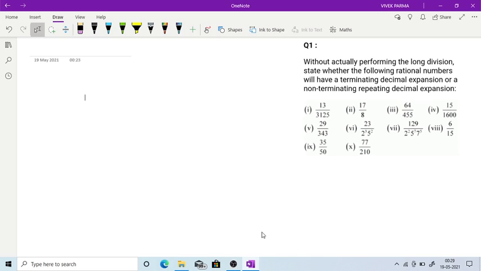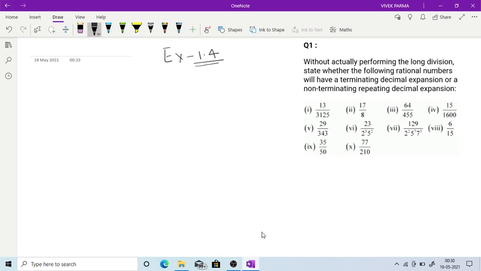So today I am going to discuss the solutions from real numbers of NCERT, right? From exercise 1.4. Exercise 1.4. So the question is, without actually performing the long division, state whether the following rational numbers will have a terminating decimal expansion or a non-terminating repeating decimal expansion, right?